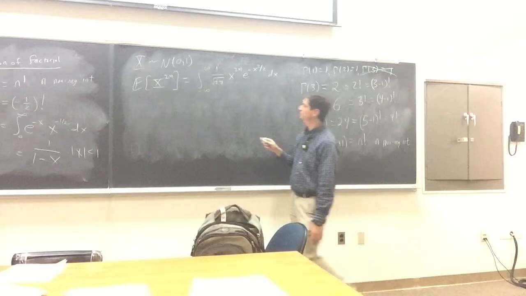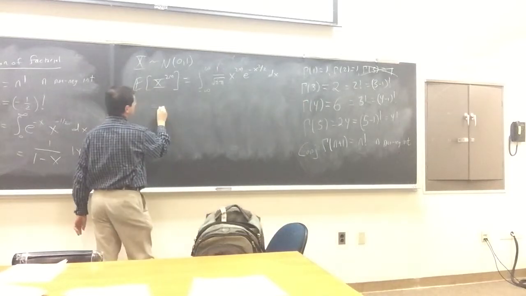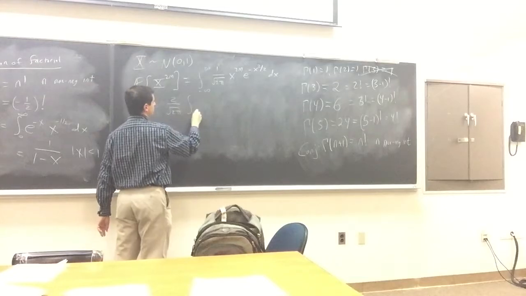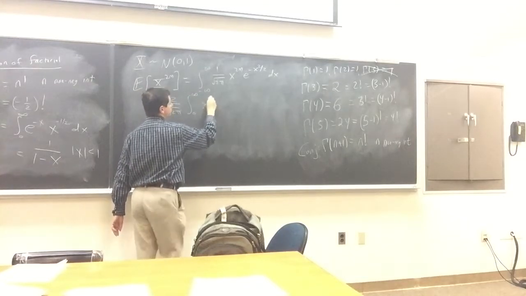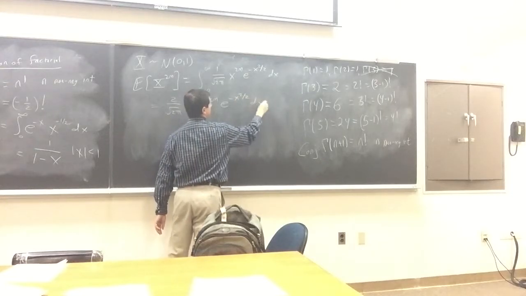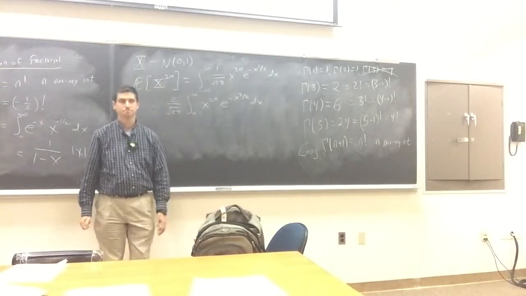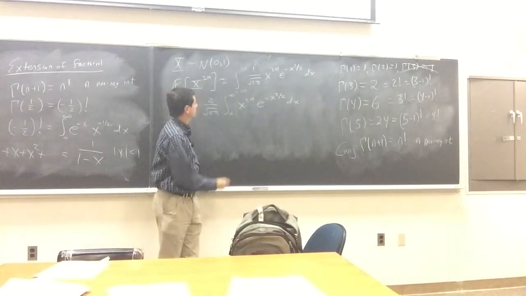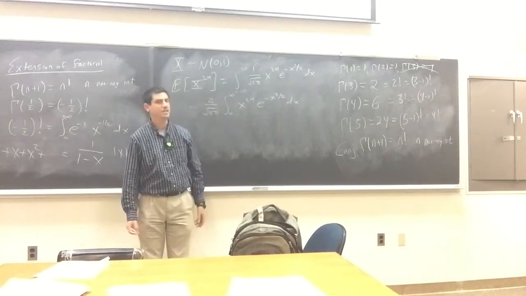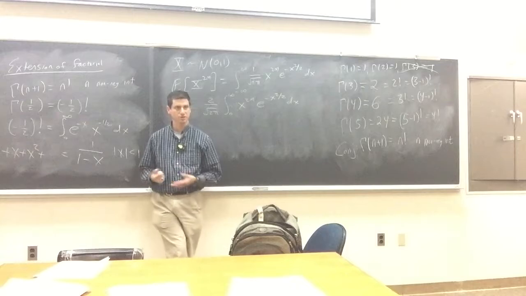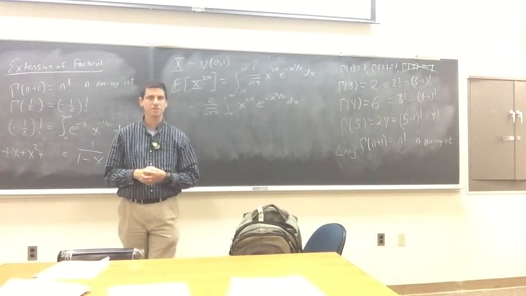Let's see if I can do this well. The first thing I claim is that this is the same as 2 over square root of 2 pi, the integral from 0 to infinity of x to the 2m e to the negative x squared over 2 dx. Rather than going from minus infinity to infinity, I can just go from 0 to infinity and double because it's even. This is why I don't want to deal with the odds, because I wouldn't be able to do this trick. Everybody happy with this stuff?